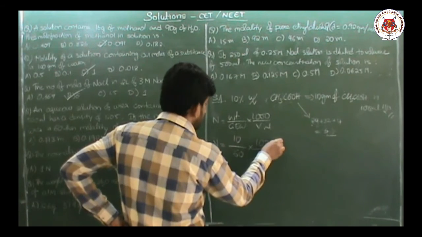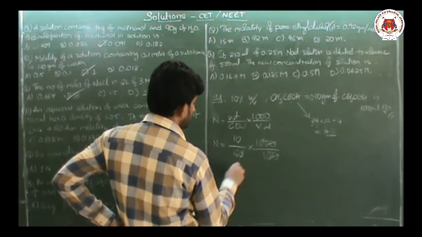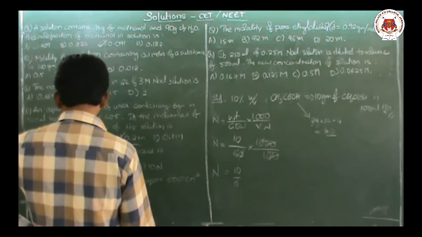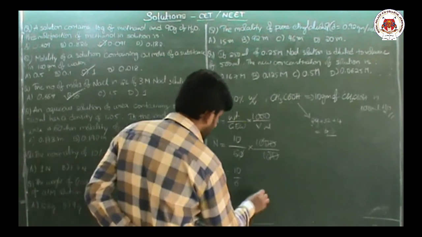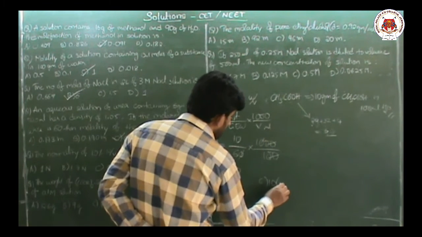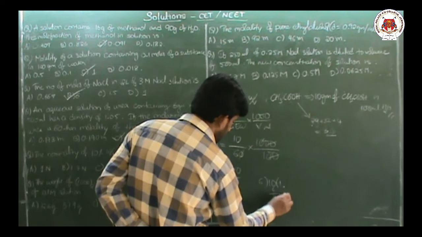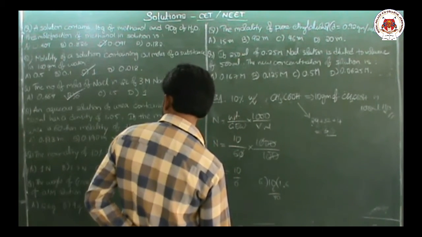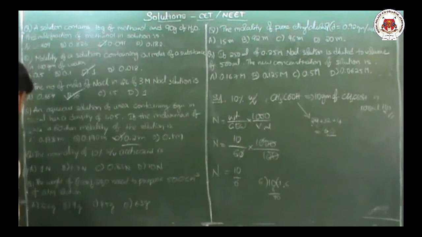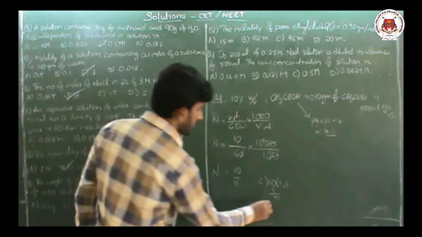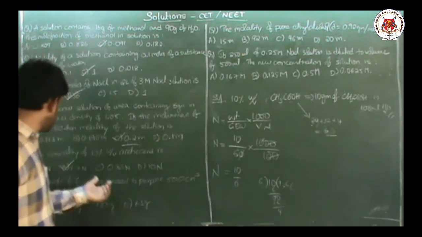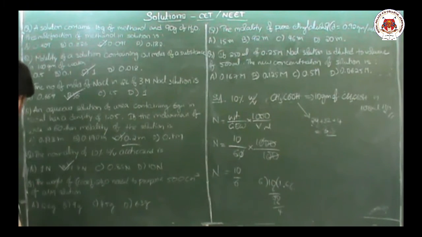60 means here I need to take 60 into 1000 divided by 100. Cancelling the zeros, normality is 10 by 6. So 10 by 6 means the value can range. 6 one time is 6, and 10 by 6 is 1.6, some 1.6 and so on, 1.666. So the nearer value I am selecting here is 1.7. Approximately this 1.7 I can take.